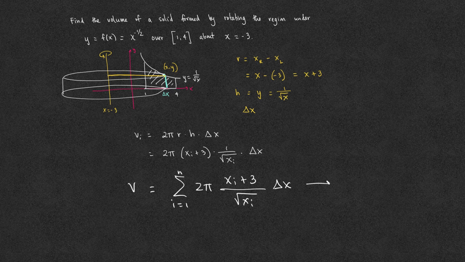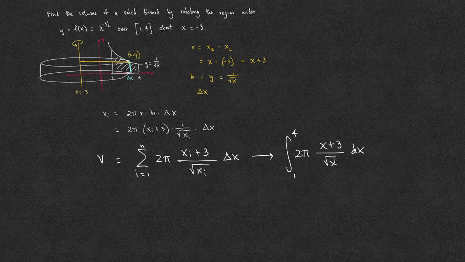And as n goes to infinity, we obtain the definite integral 2 pi (x plus 3) over the square root of x dx. To obtain the upper and the lower limits of integration, we observe that we only slice the solids from x equals 1 to x equals 4. So the lower limit of integration is 1 and the upper limit of integration is 4.